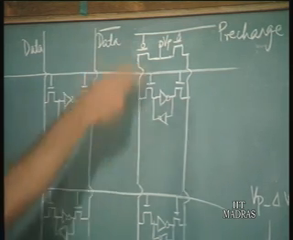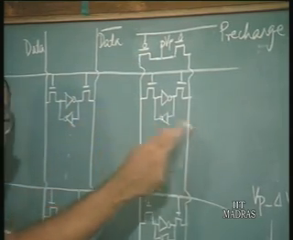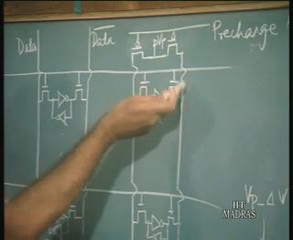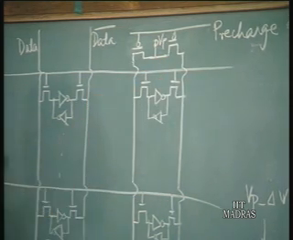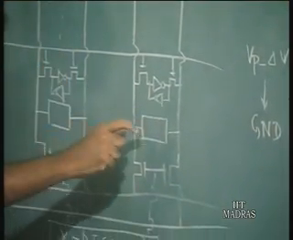The data and data bar voltages are kept at a pre-charged value; they are equated initially. So, one line is going to go up by a small amount and the other line is going to go down by a small amount. Once this small difference is created, a sense amplifier is turned on.